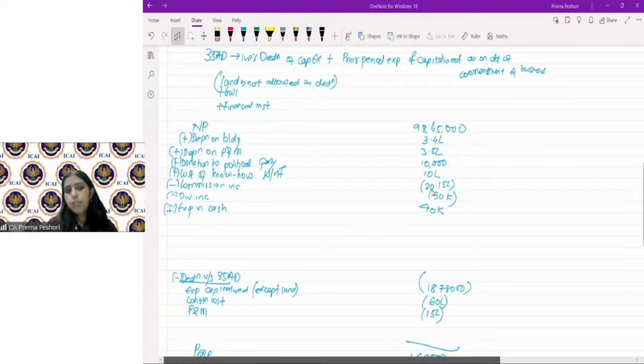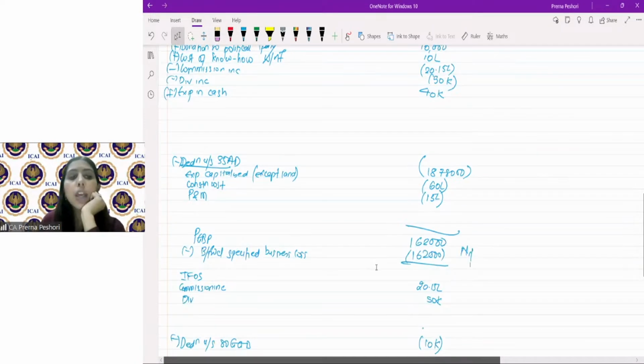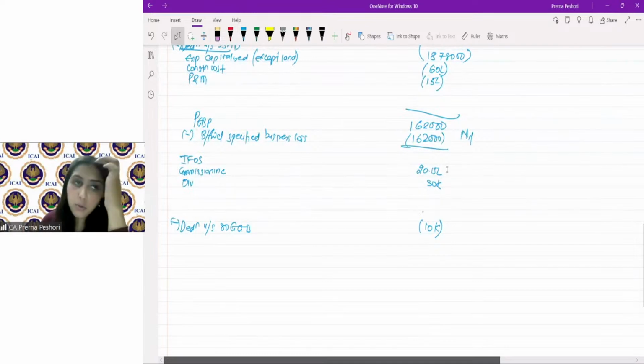Yes, Janvi, correct. So it cannot be set off. It can only be set off against the business income. Since there is no business income, we cannot set off. If there would have been any specified business income, we could have certainly. But specified business loss cannot be set off against any other business income. So here we cannot set off any loss against the other income. We now have income from other sources, which is commission and dividend. We have 80GGB, which is 10,000.